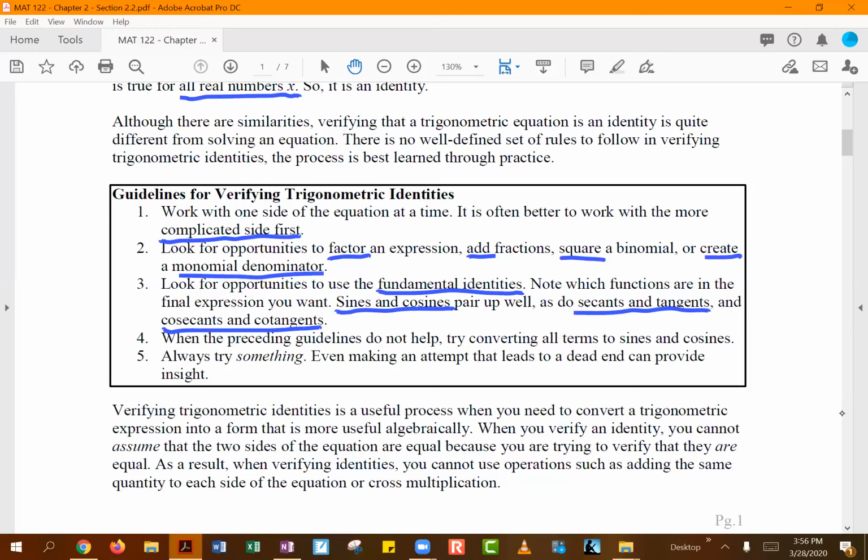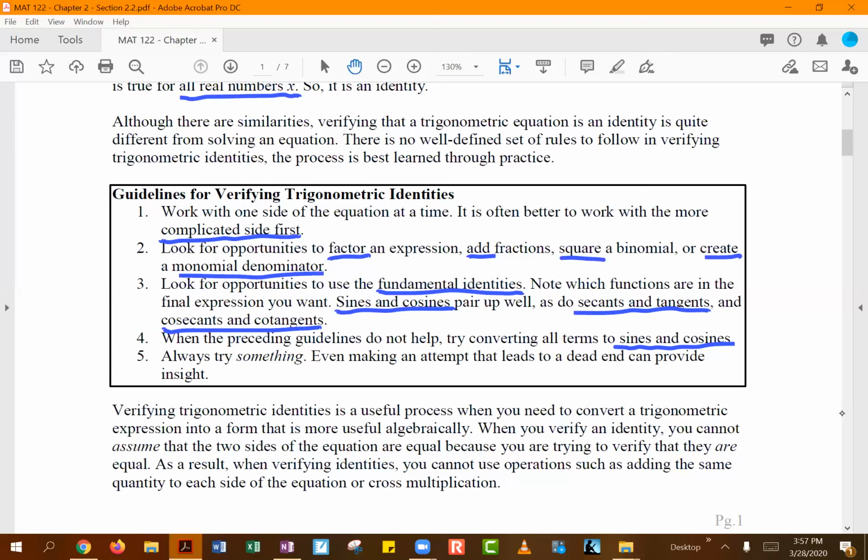They are saying that when none of the three preceding guidelines work, maybe you can try converting all your terms into sines and cosines and see if something helps you after that.